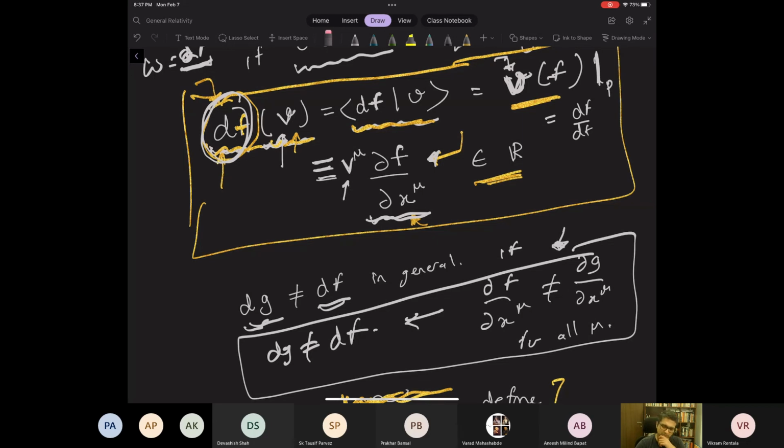Actually, that's also not true. This is only evaluated at a specific point. So this is the exact condition. I wouldn't say they differ by a constant because you're evaluating at a specific point, X of p.